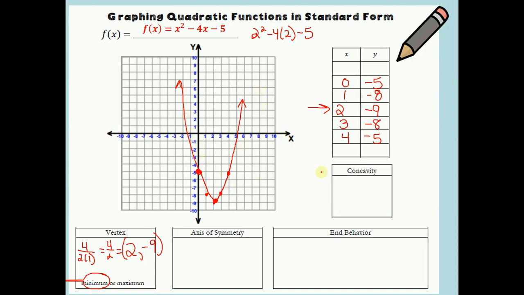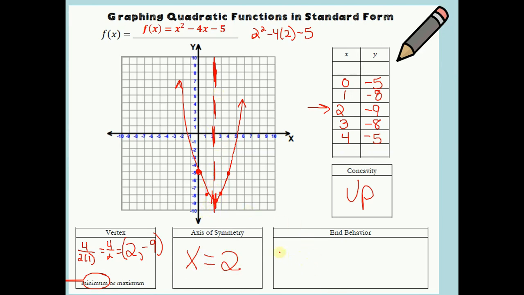Concavity: we are up like a cup, so I am concave up. Axis of symmetry, aka where can I take this graph and fold it perfectly in half? That would be like right here, right? See it right there? Drawing my dotted line in. There is my axis of symmetry, which is at x equals 2.